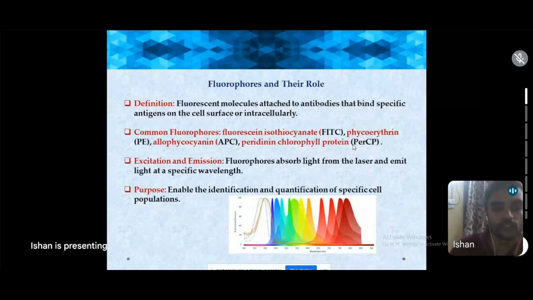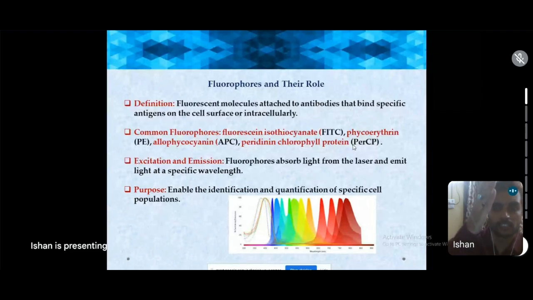Now the common fluorophores, which are used as a single dye, a single cellular based dye, and are largely used in flow cytometric analysis, are FITC, that is fluorescein isothiocyanate. Then there is phycoerythrin, which is known as PE. Then there is allophycocyanin, that is APC, and the peridinin chlorophyll protein, which is PerCP. These are quite common. Most of you have heard about flow cytometric data.